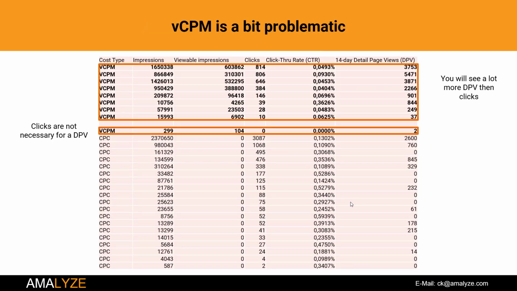You will see a lot more detailed page views than clicks in the VCPM scenario, of course attributed to the impressions and not to the clicks. And on the other side, don't get that wrong, clicks are not necessary for a detailed page view. When anybody sees the ad and later clicks on your product, you have a detailed page view. Or you have the organic placement and the advertising placement directly in the customer SERP, and the customer sees your ad and your organic slot. When they click your organic slot, you don't have an advertised click, you only have a detailed page view.